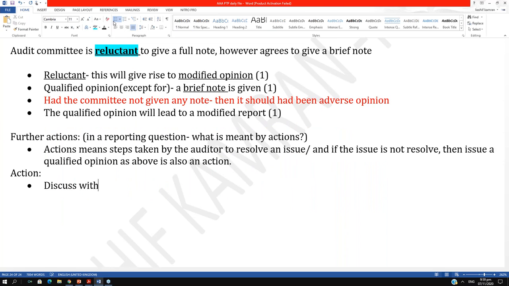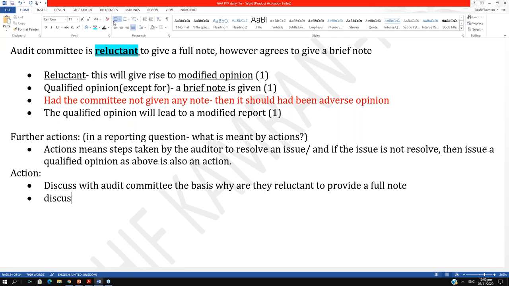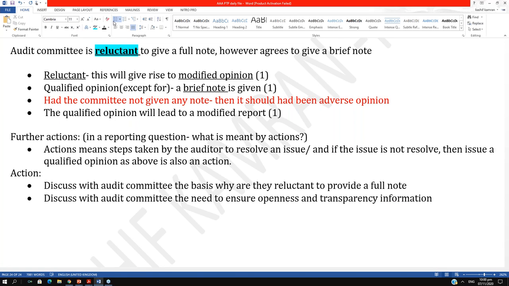do you discuss with audit committee the reasons, discuss with audit committee the basis why they are reluctant? Why are they reluctant to provide a full note? Should you discuss with audit committee the need to ensure openness and transparency of information to shareholders? Will you discuss with them that as an audit committee, you need to ensure openness and transparency of information to shareholders? Then why are you concealing something from the shareholder? Do you believe audit committee should conceal something from the shareholder?